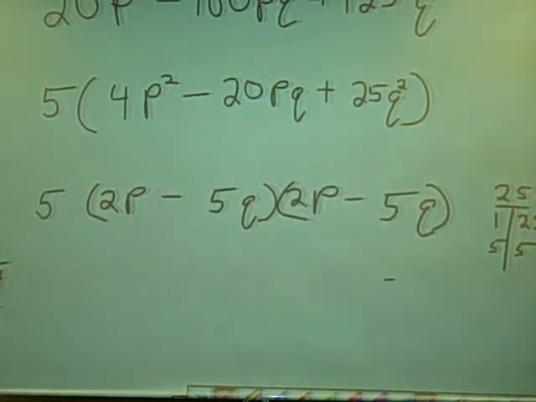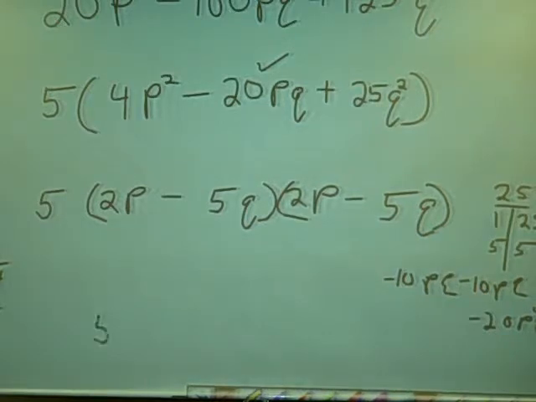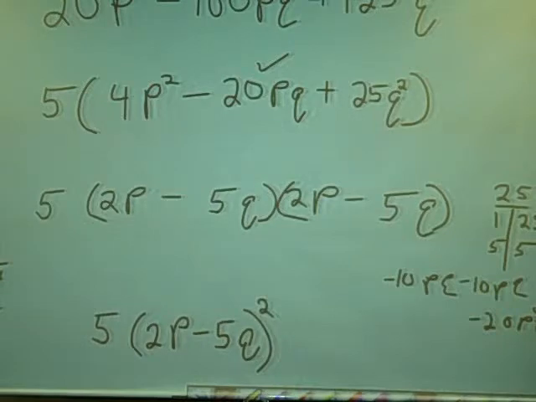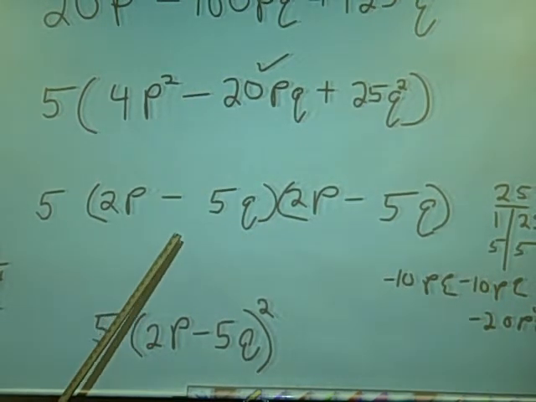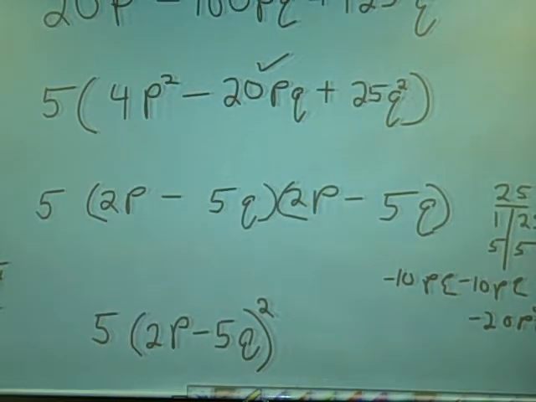2 and 2, 5 and 5. Check it. Minus 10pq, minus 10pq again, and we get a minus 20pq. And it checks. You can leave it like that, or you could write it as 5 times (2p minus 5q) squared. Now the only way you can do that is if these two are exactly the same. If there's anything different, and that includes the signs, if the signs are opposite, you cannot do this.